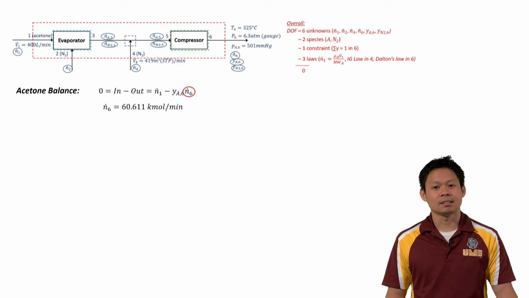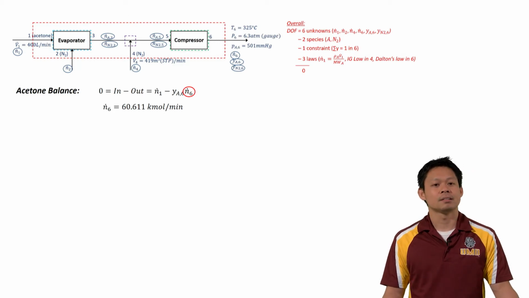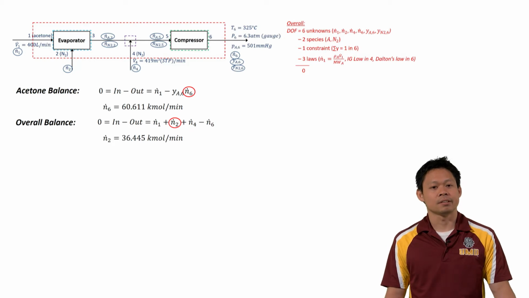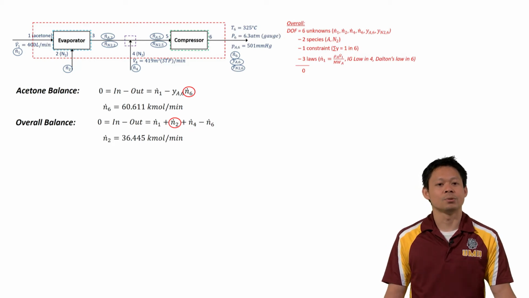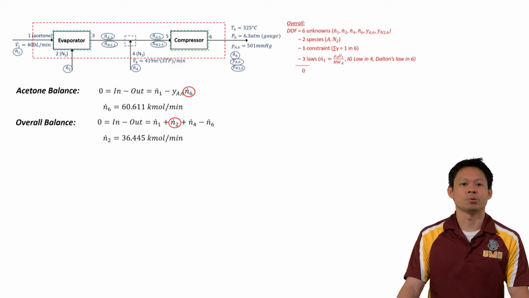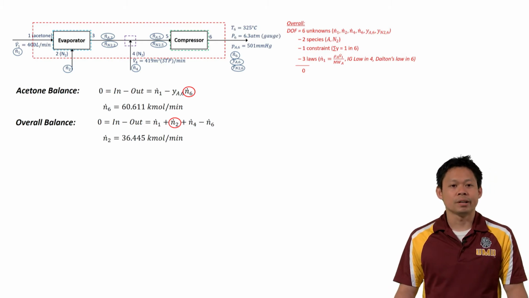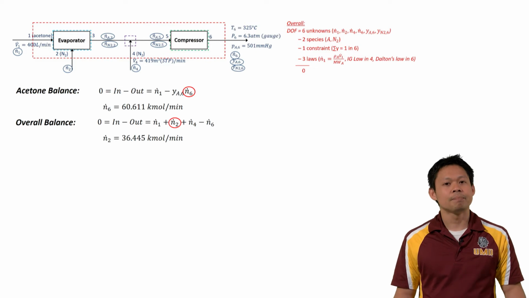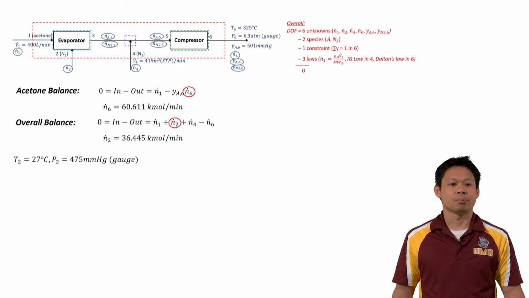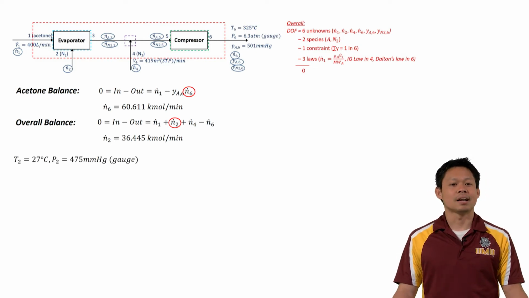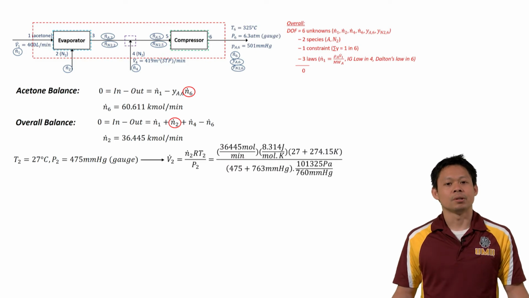Lastly, we have our last unknown, which is N2. We can do an overall balance. And in this case, you just have one unknown left, and you can solve for N2 of 36.445 kilomoles per minute. We are asked to find the volumetric flow rate of this stream of nitrogen, now given the temperatures and pressures. So now we just use the ideal gas law again, put everything in.